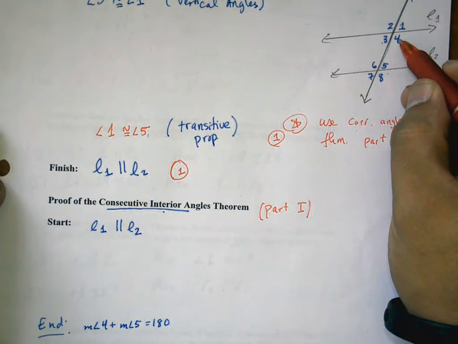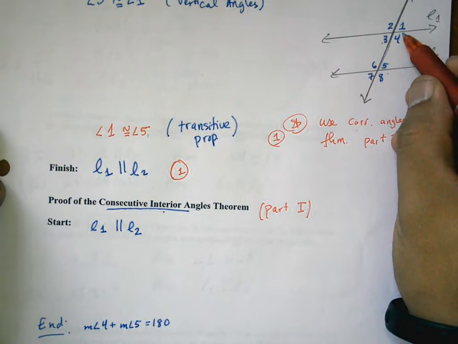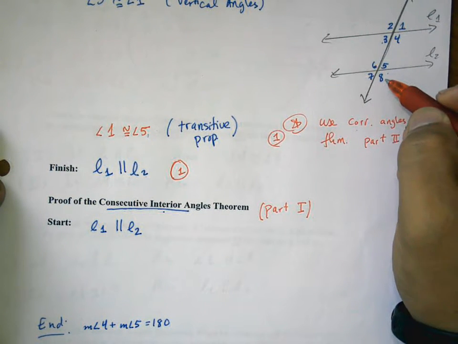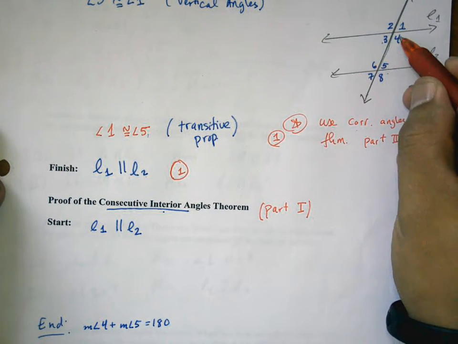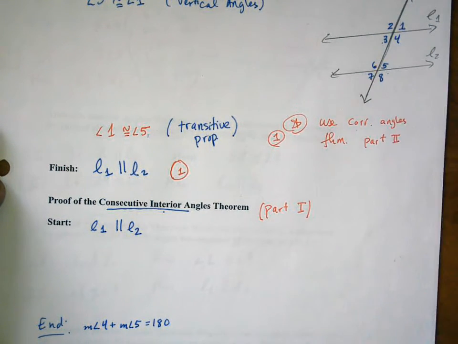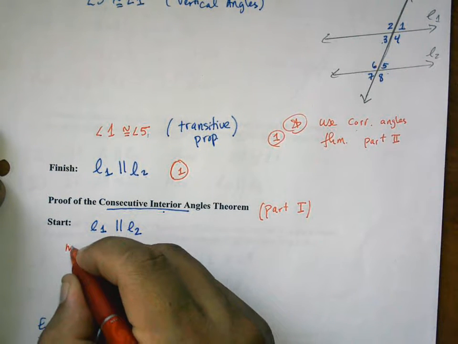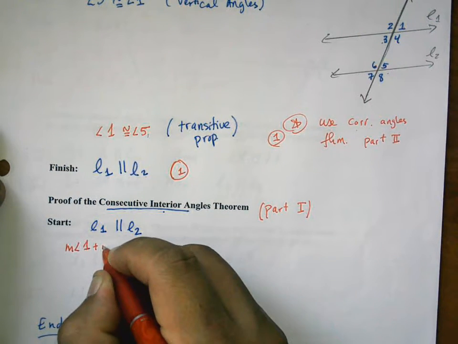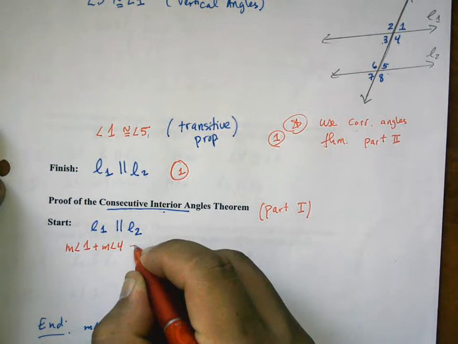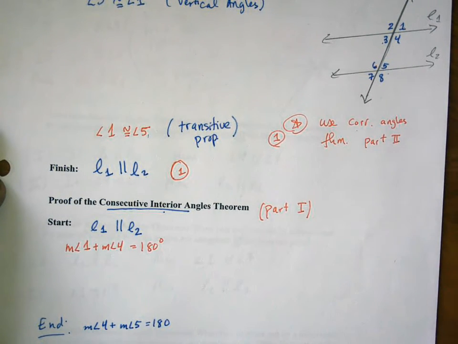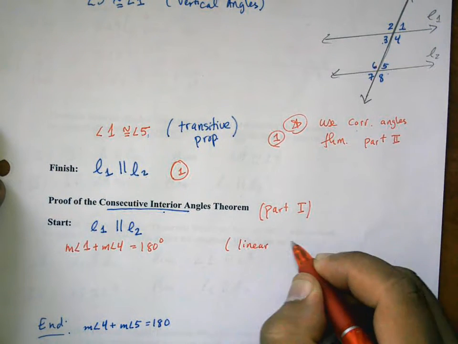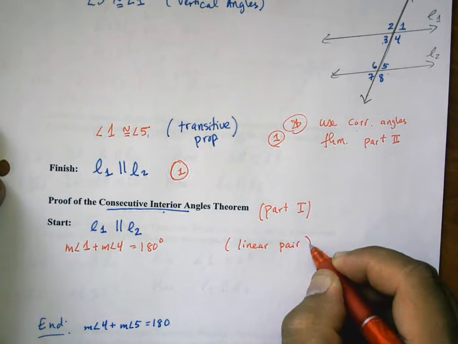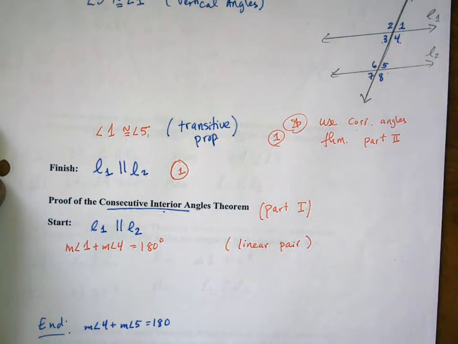So we can use either 4 or 5. So we can either use 1 and 4, or we could use 5 and 8. I suppose we could go 4 and 3, 5 and 6 too, but I'm not going to go that route. So the measure of angle 1 plus the measure of angle 4 equals 180 degrees. And the reason for this is because they are linear pairs. Angle 1 and angle 4 form a linear pair.